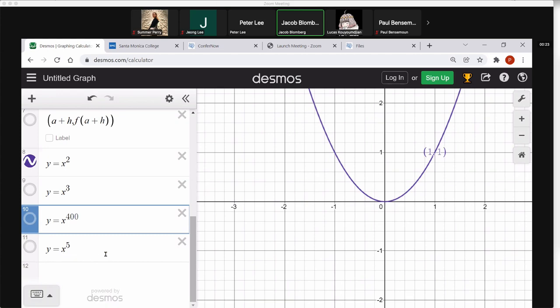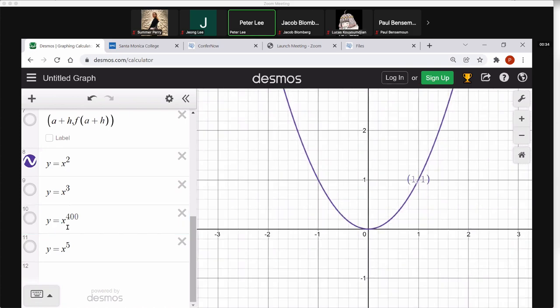Maybe a little narrower, I don't know. And how does y equals x to the 100 look like? That's the question. That's what I'm trying to get at. The question is, well, can you sketch that? Well, y equals x to the 100.